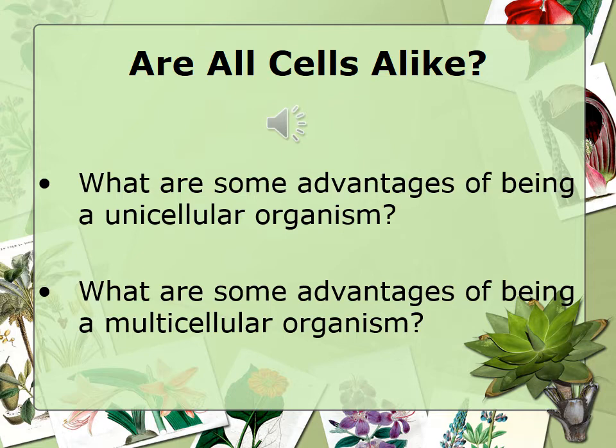And I encourage you to think of, okay, so unicellular, they're really small because they're only made out of one cell. So think about where they can live and whether or not they need a lot of nutrients. Is it easy for them to get them? Things like that.